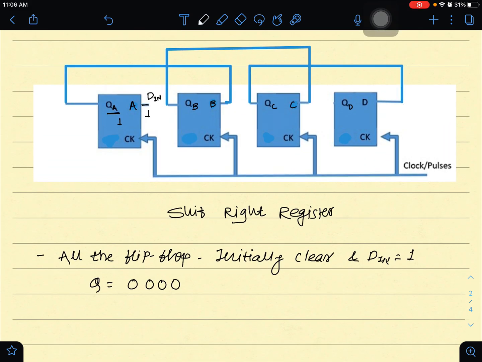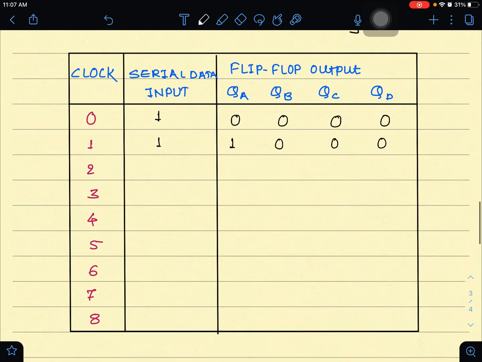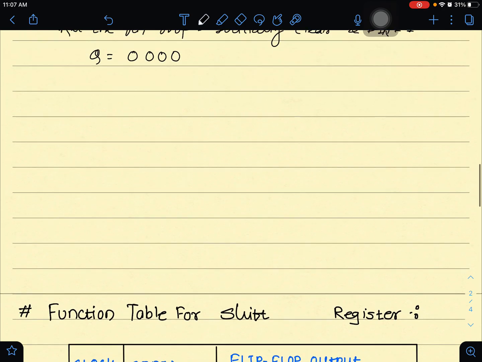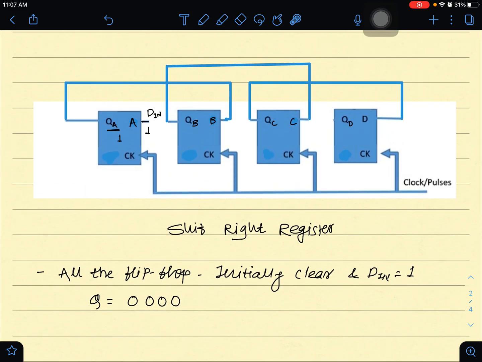And what happens with the second clock pulse? In the second clock pulse, this one is shifting towards B. This QA is shifting towards B. Our new data will be stored in QA, and these two remain constant. This one and this one remain constant. And what happens with the next clock pulse?